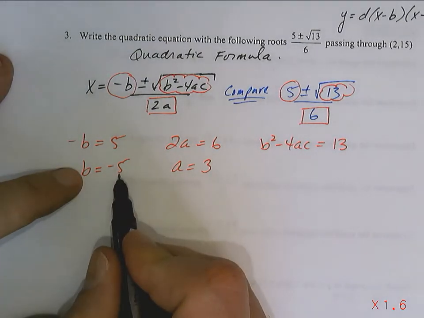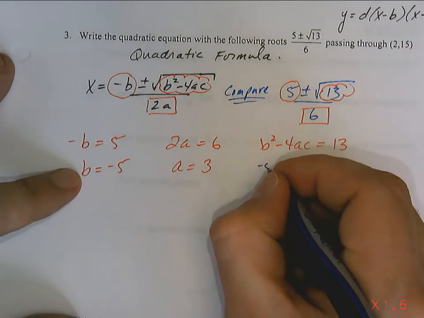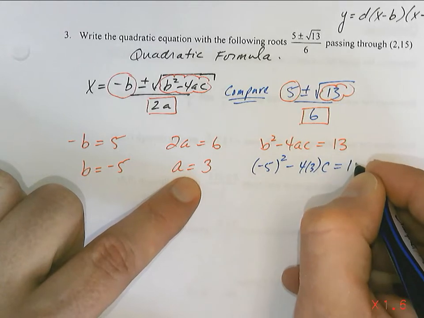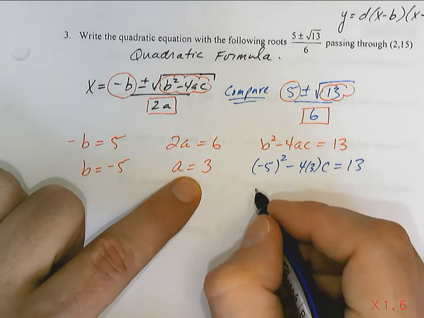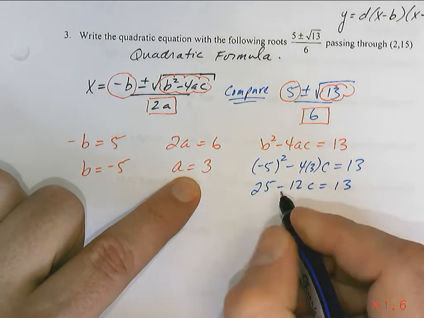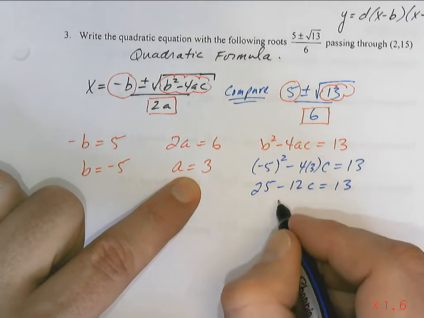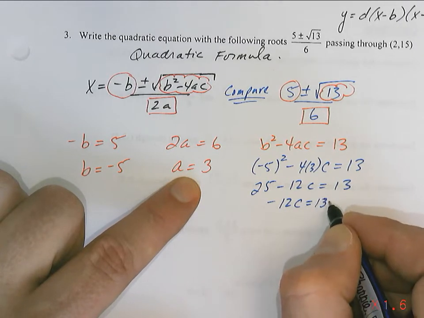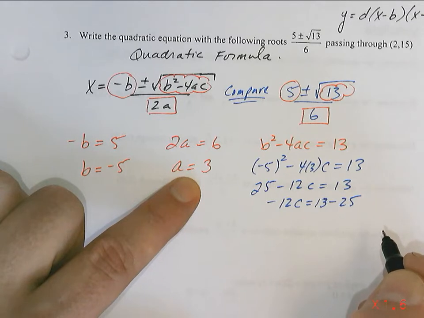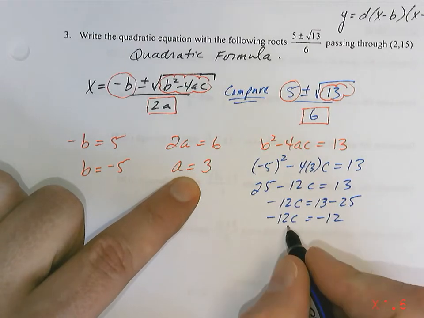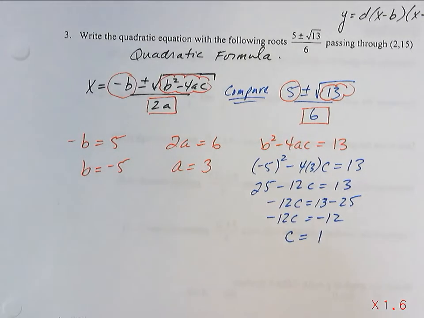Well, I know what b is. It's negative 5. So I can do negative 5 squared. I know what a is. It's 3. I don't know what c is. But I have an equation here that I can solve. So I'm going to get 25 minus 12c equals 13. I'm going to take the 25 over to the other side. So I get negative 12c equals 13 minus 25. And that's negative 12, isn't it? So I'm going to divide both sides by negative 12, and I get c equals 1. Hey! I know what a, b, and c are.